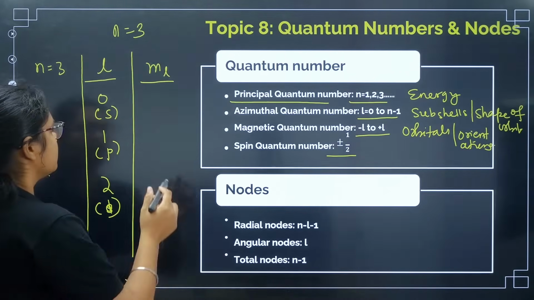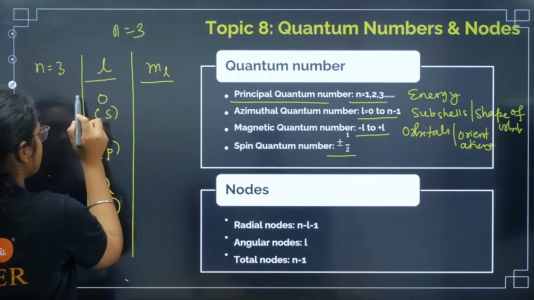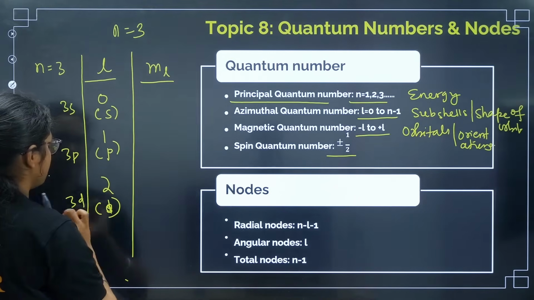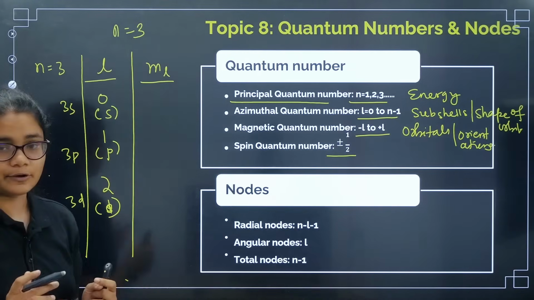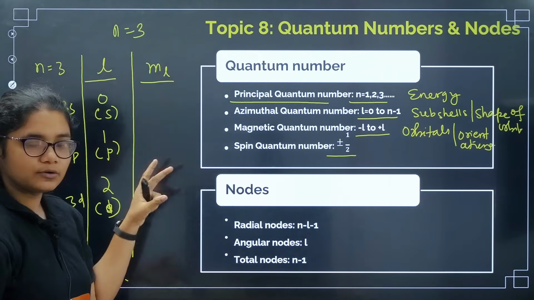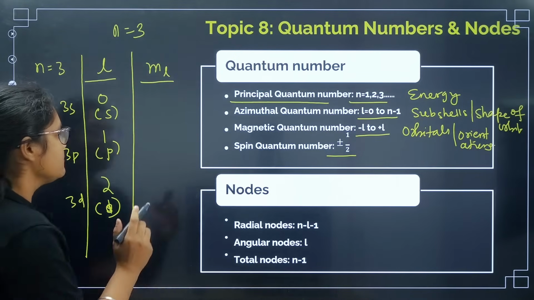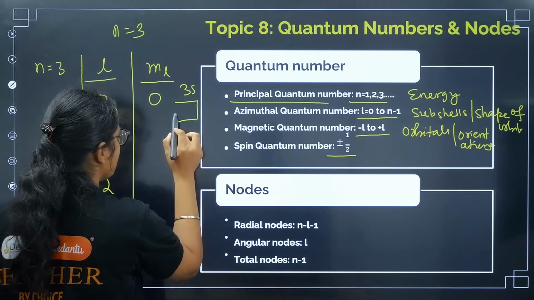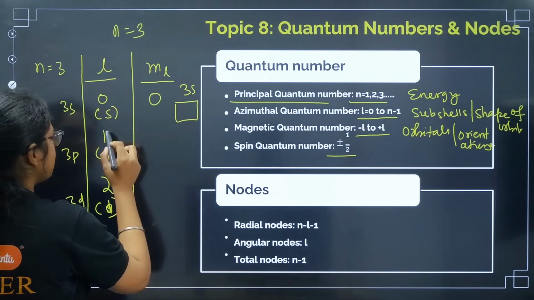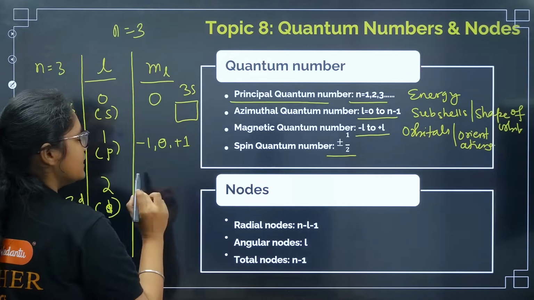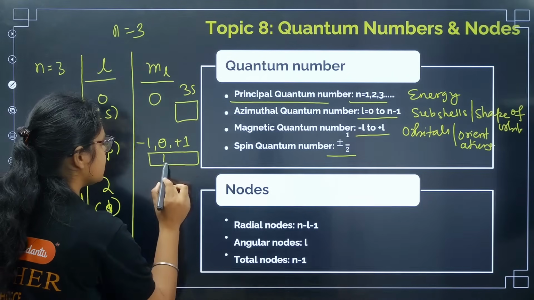So now if you see, we have n equal to 3. What is this subshell name? 3s, this is 3p and this is 3d. Now if you want to calculate ml, the values are from minus l to plus l. So minus 0 to plus 0, it is 0 only. So here only 1 ml value will be there. So 3s will have only 1 orbital. Now for l equal to 1, this is minus 1, 0 and plus 1.